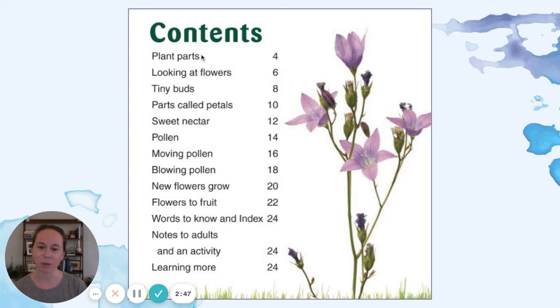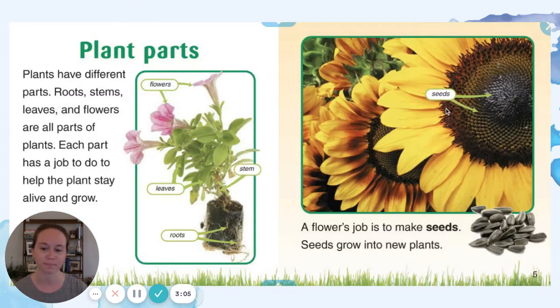I think I'll actually start with plant parts, which is on page 4. I don't know a whole lot about that, and I would like to learn more about the parts of a plant. I think I'll then skip ahead to this part here called Tiny Buds on page 8, because I'm not really sure what a bud is, and I'd like to learn.